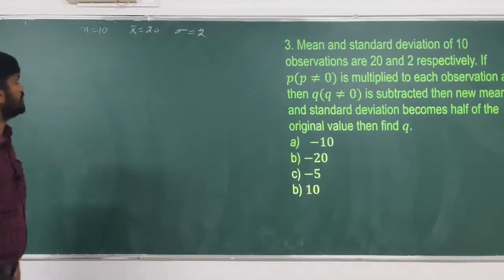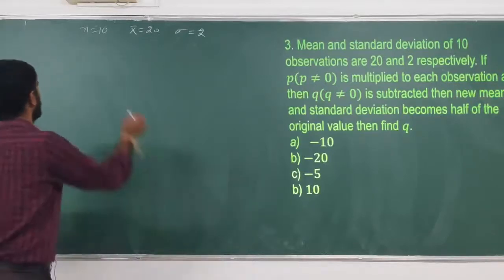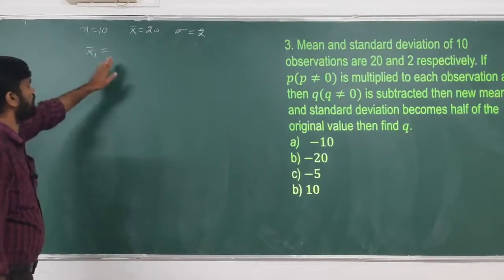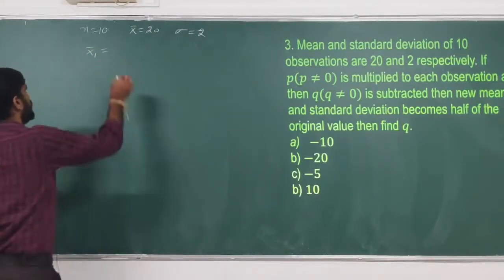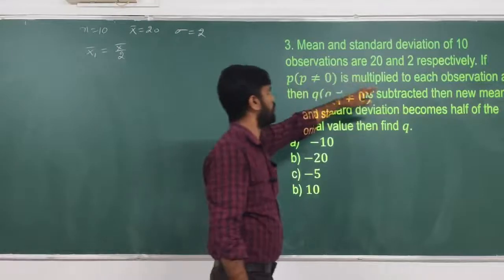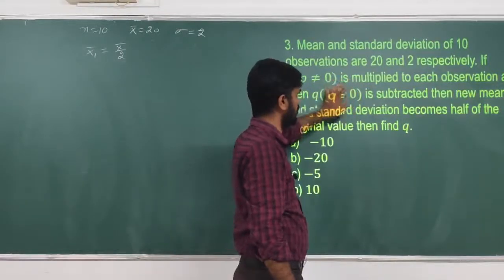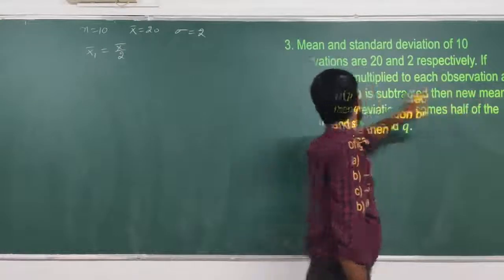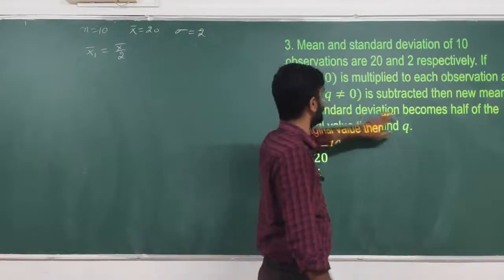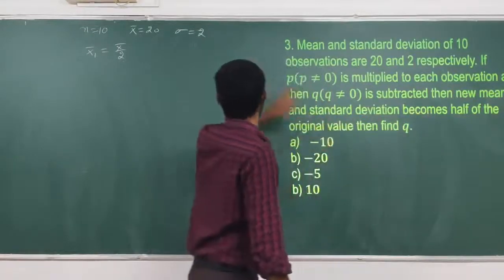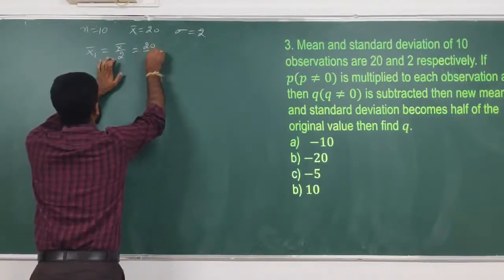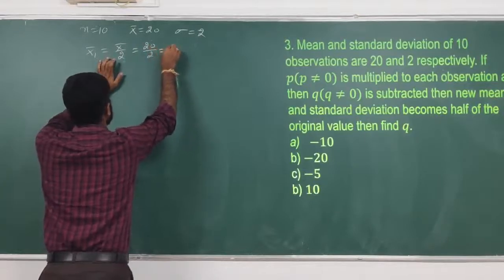Okay. So the new mean, x1 bar, becomes half of the original value, like they are giving. That is x bar divided by 2. So the new mean, which I take as x1 bar, becomes half of the original value, that is x bar by 2, which is nothing but 20 divided by 2. So that is equal to 10.